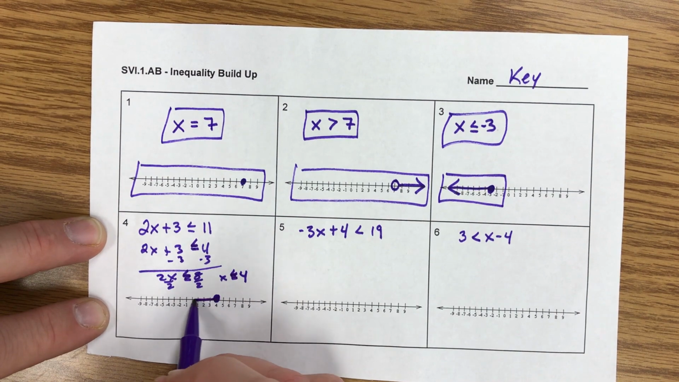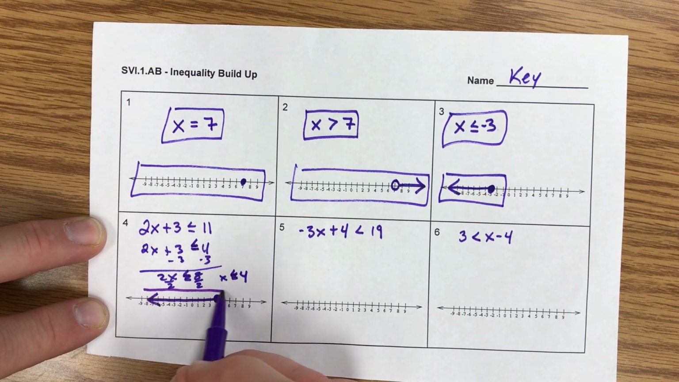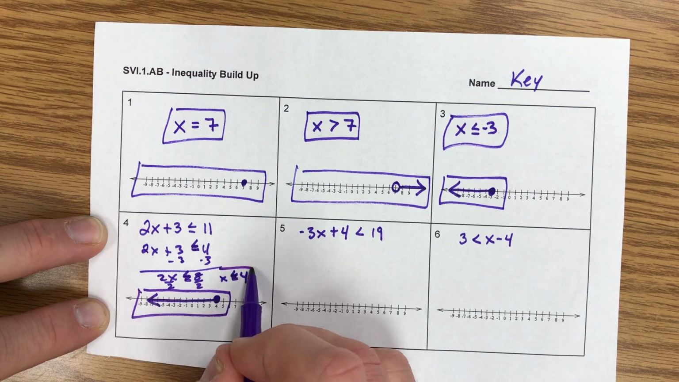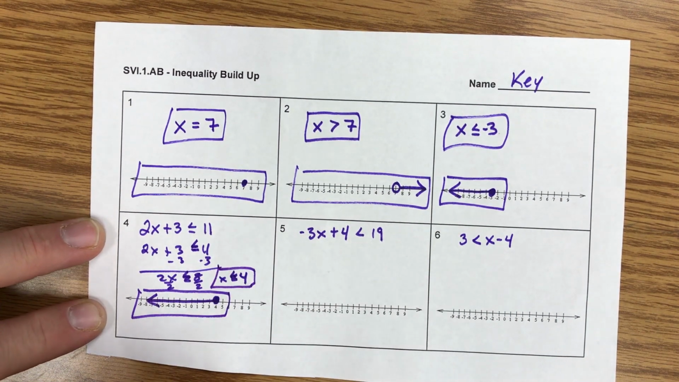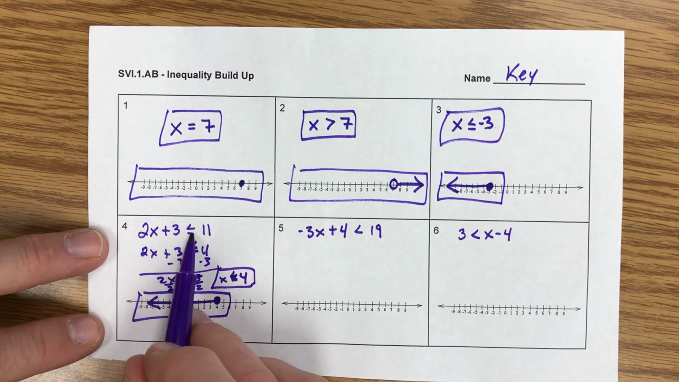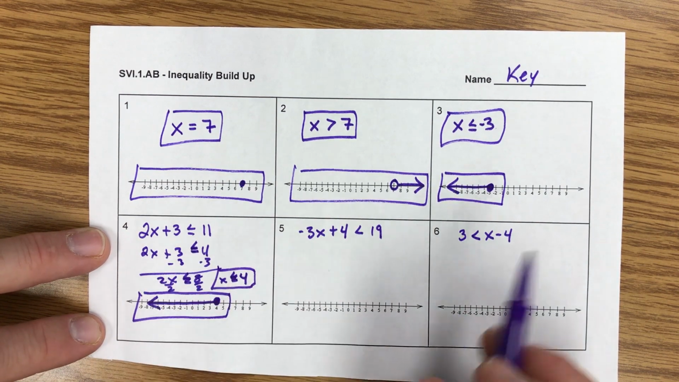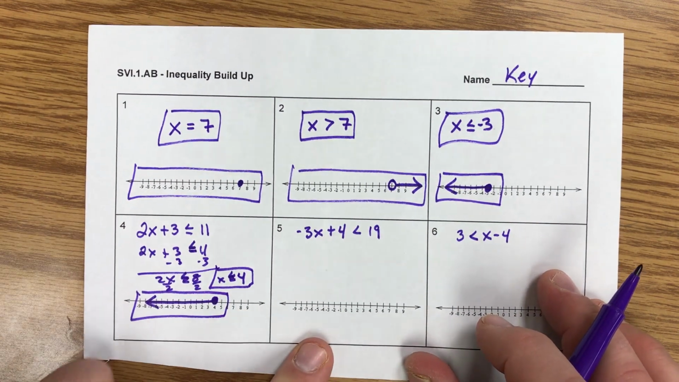So that means that the numbers that are over here and off to the left. So my answer can look like a number line like this, or I can say it algebraically like this, and that is how you write the answer for ones like this that have a 2-step type inequality. Now, something special happens with number 5.